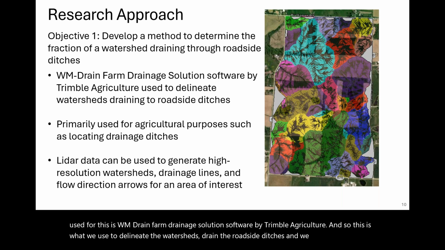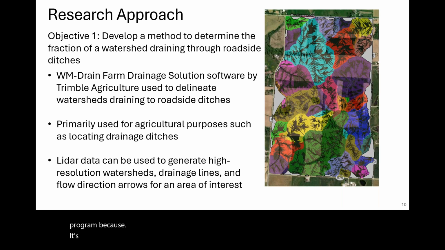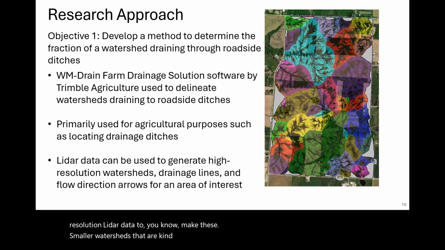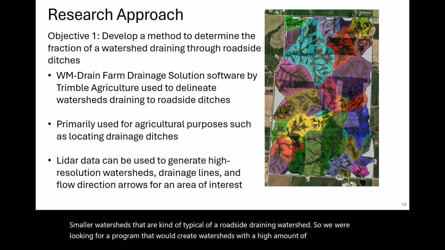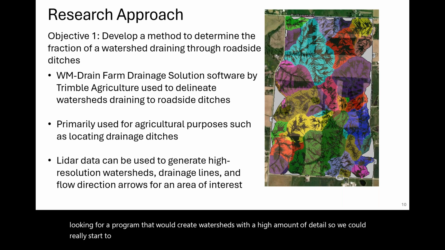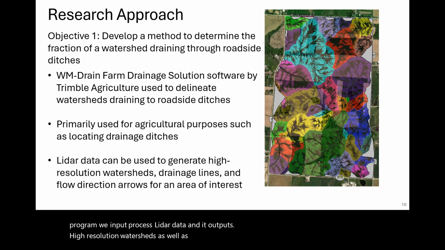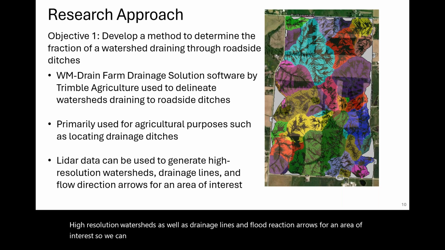We primarily use this program because it's used for agricultural purposes, such as locating agricultural drainage ditches. And it uses high resolution LiDAR data to make these smaller watersheds that are typical of a roadside draining watershed. So we were looking for a program that would create watersheds with a high amount of detail, so we could really start to identify these smaller roadside draining watersheds. In this program, we input processed LiDAR data, and it outputs high resolution watersheds as well as drainage lines and flow direction arrows for an area of interest, so we can get a really good picture of the drainage patterns of a given area.